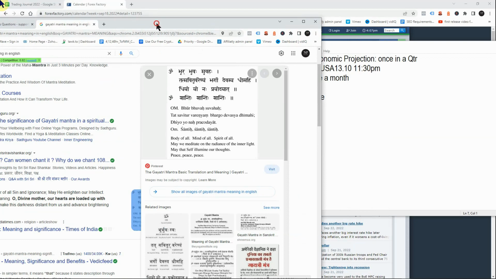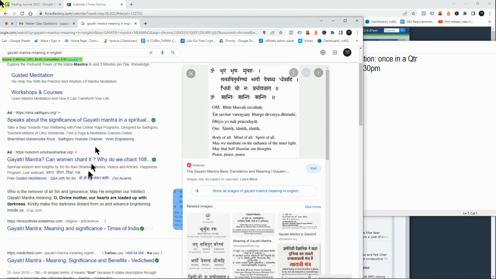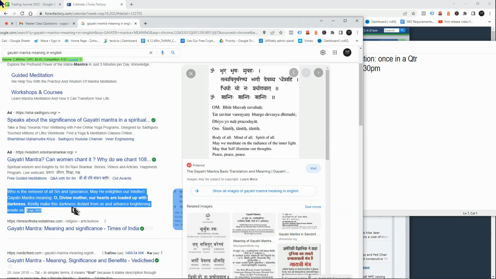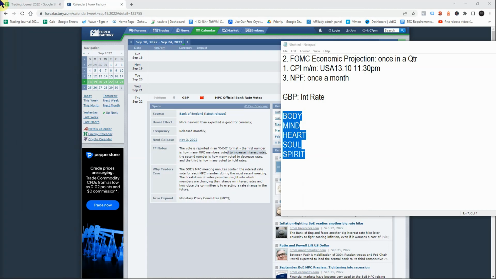So anyone can chant this or any other mantra, even Om. This is the meaning: who is the remover of all sin and ignorance, may he enlighten our intellect. Gayatri Mantra meaning: O Divine Mother, our hearts are loaded up with darkness. Kindly make this darkness distant from us and advance burning inside us. So you can find out anything as long as you are happy with yourself within you. So these five things.